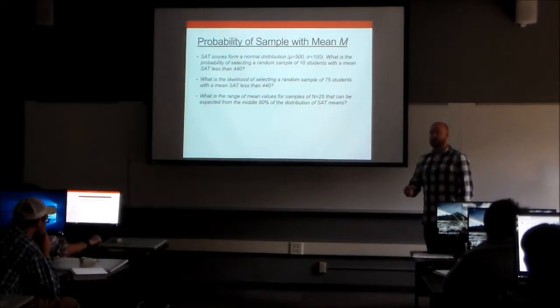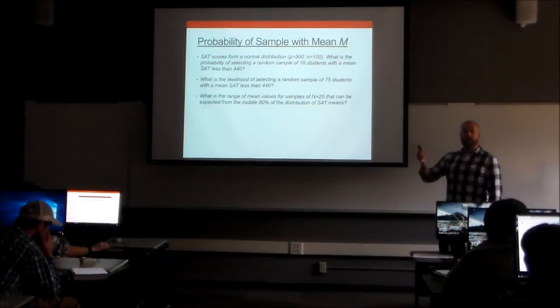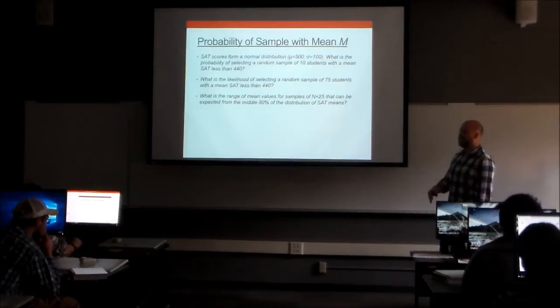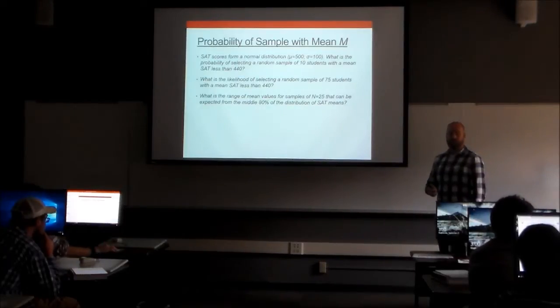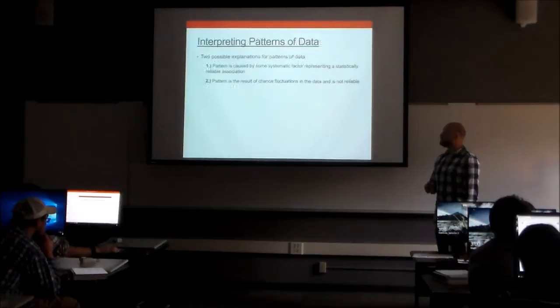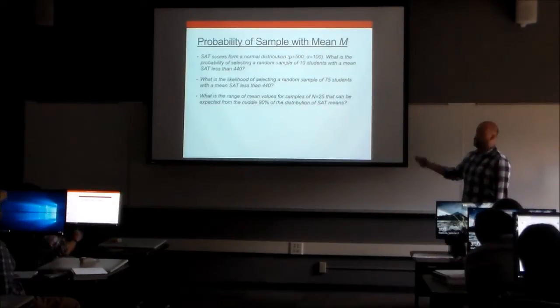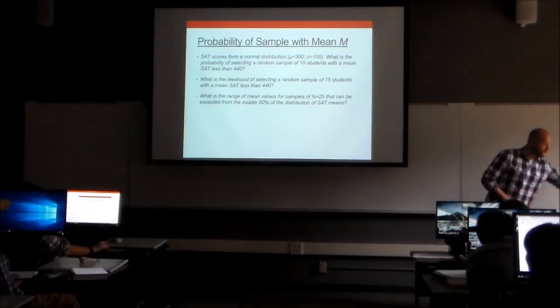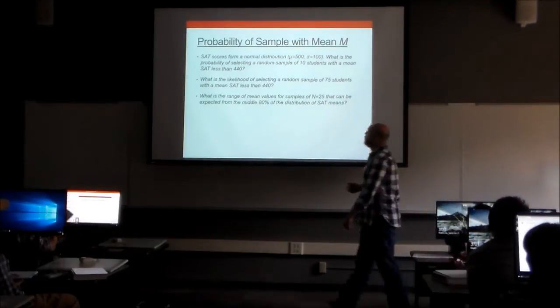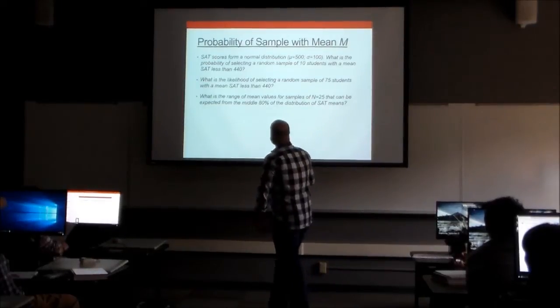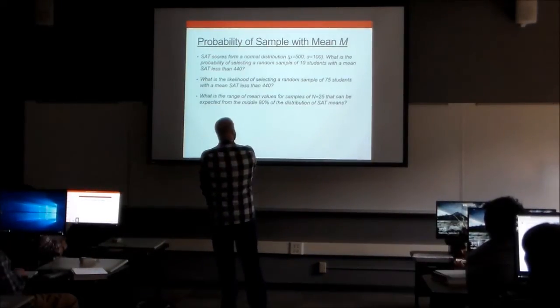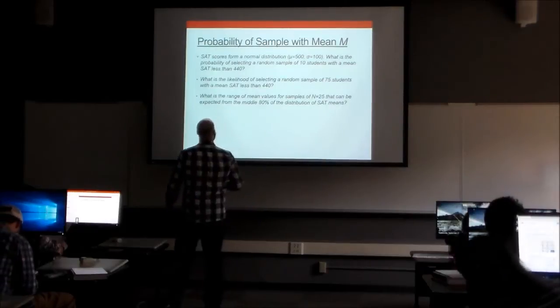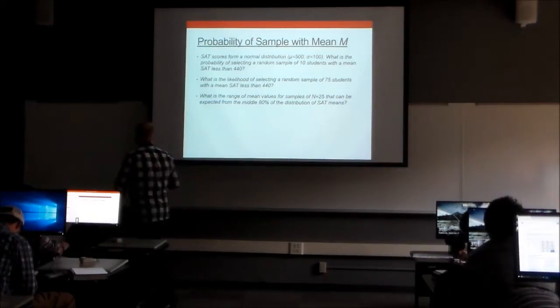So basically, we're just doing all the things that you're doing in problem set 3 right now, and we're taking those same principles and applying them to means as opposed to individual scores. People sort of see this process here, so we can do one of these, for example. What's the probability of selecting a random sample of 10 students with a mean SAT less than 440?